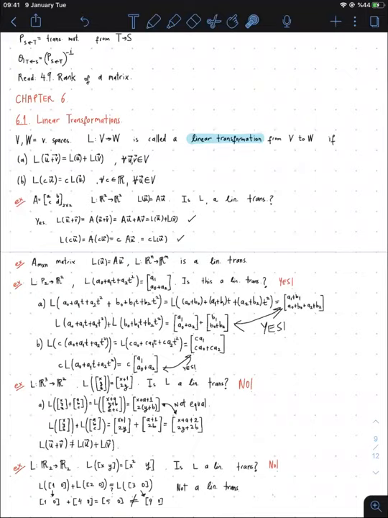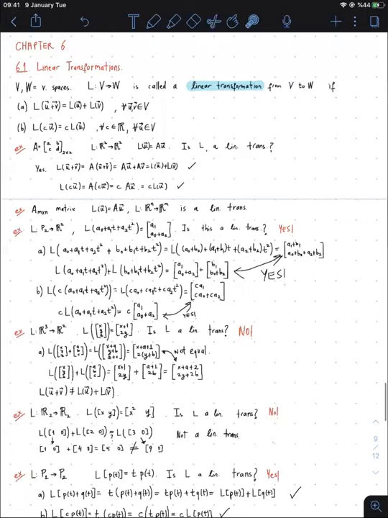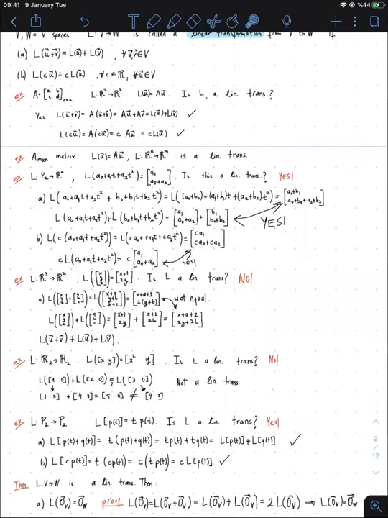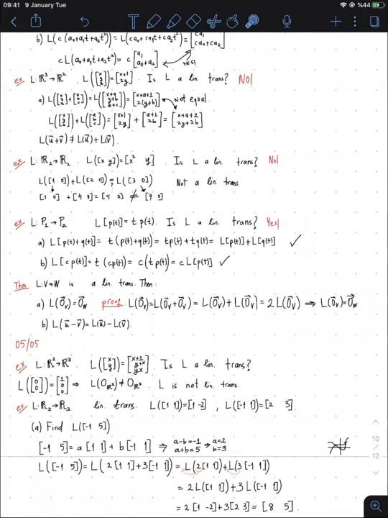Then we checked some examples of whether the given map is a linear transformation or not. Basically we have to verify these two conditions. If they are satisfied, then the given mapping is a linear transformation. In some examples we saw the answer is yes, and in some the answer is no. One easy way of checking whether a given map is a linear transformation is this condition.